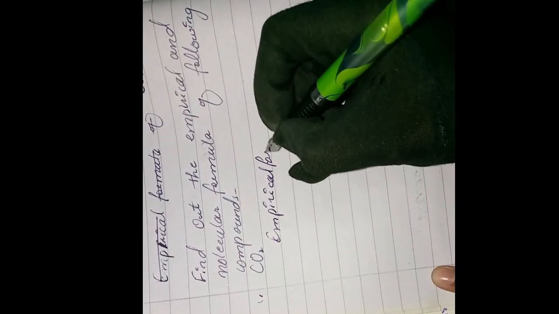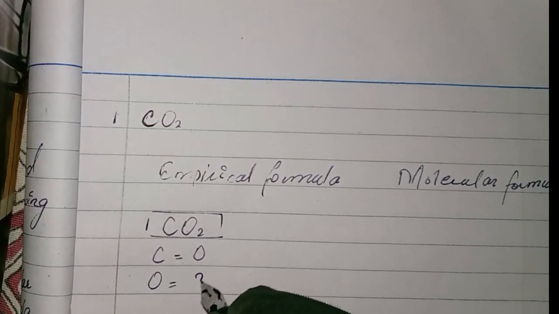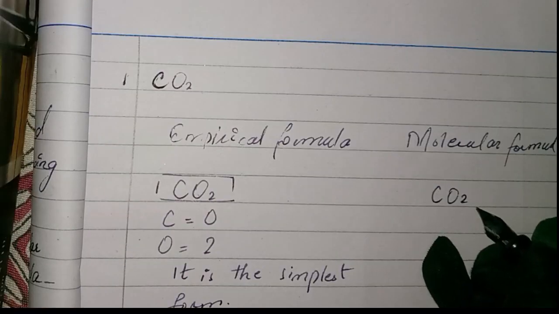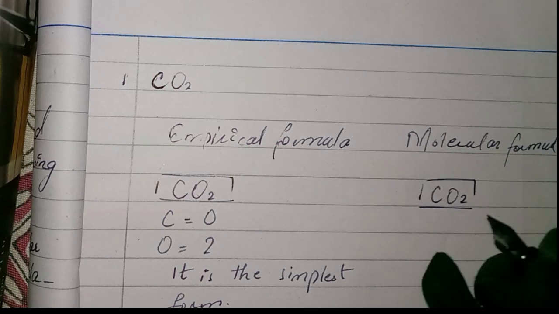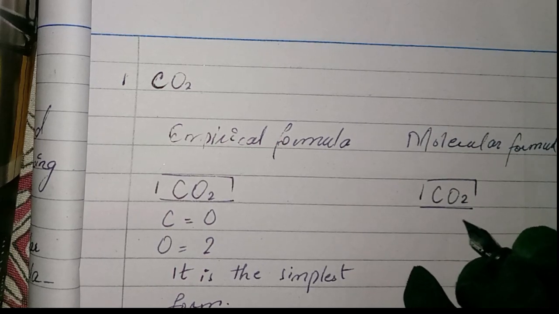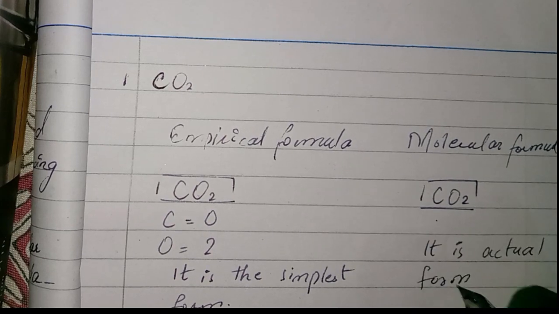Let's find the empirical formula of the following compounds. First, we have carbon dioxide. We have to find the empirical and molecular formula of carbon dioxide. Here we can see carbon does not have any number, but oxygen contains 2. It represents that it is the simplest form. Also, we know that the chemical formula of carbon dioxide is CO2. It means it is the actual form and also the molecular formula of carbon dioxide.